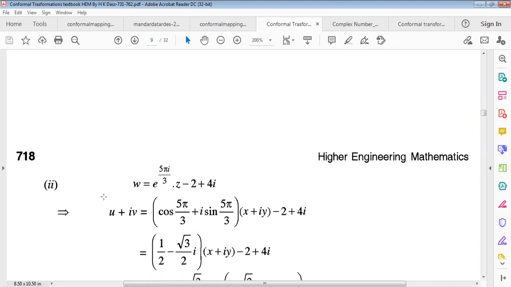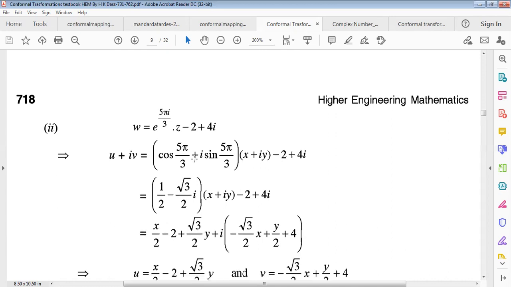So in the second part, W equals e to the power 5 pi i divided by 3, into (Z minus 2 plus 4i). This is given in the second part of the question. In the W plane, we can write u plus ib equals this, which is actually the polar form of a complex number. e to the power i theta can be written as cos theta plus i sin theta, where theta equals 5 pi divided by 3.